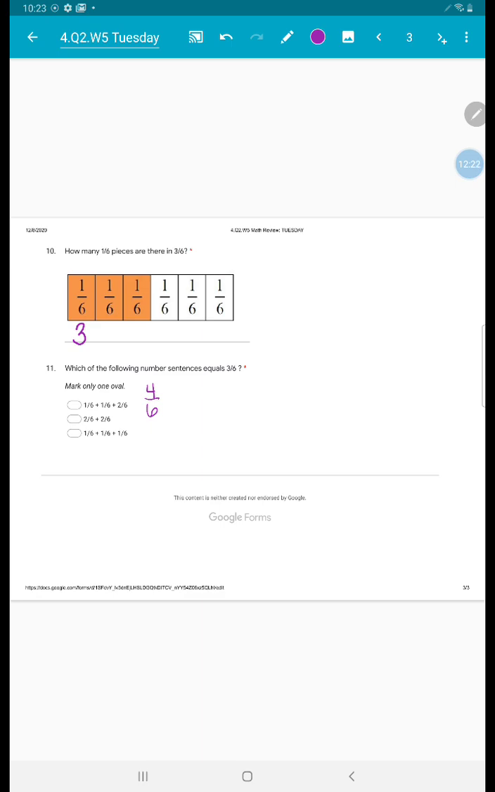If I add 2/6 plus 2/6, what would I get? That's 4/6. And if I add 1/6 plus 1/6 plus 1/6, what would I get? 3/6. So the last choice is the correct answer.